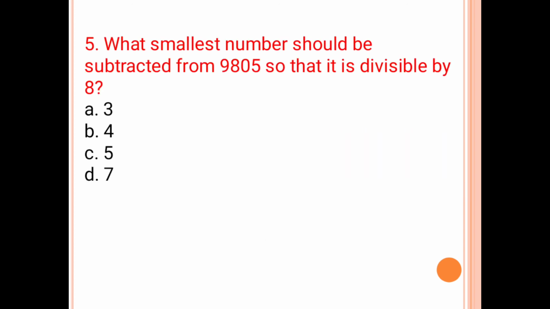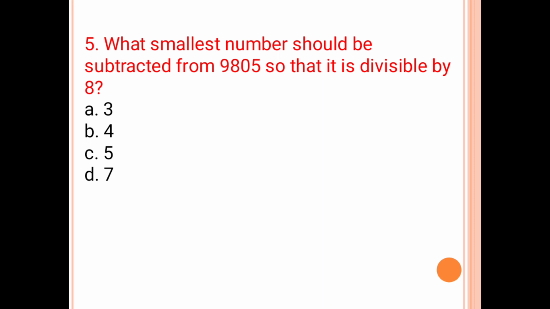So now we go for the fifth problem. What smallest number should be subtracted from 9805 so it is divisible by 8? We already know that if any number is divisible by 8, then the last 3-digit number is divisible by 8. Using that logic we can find out which value we want to subtract.